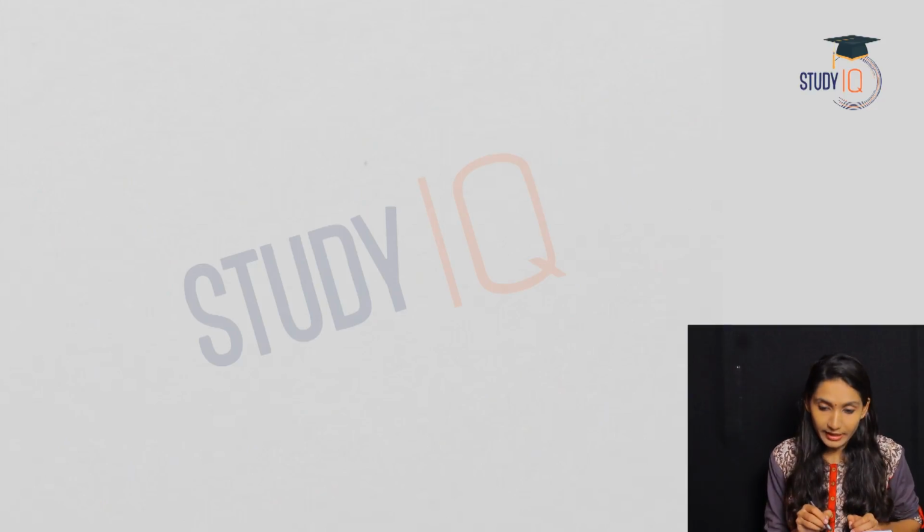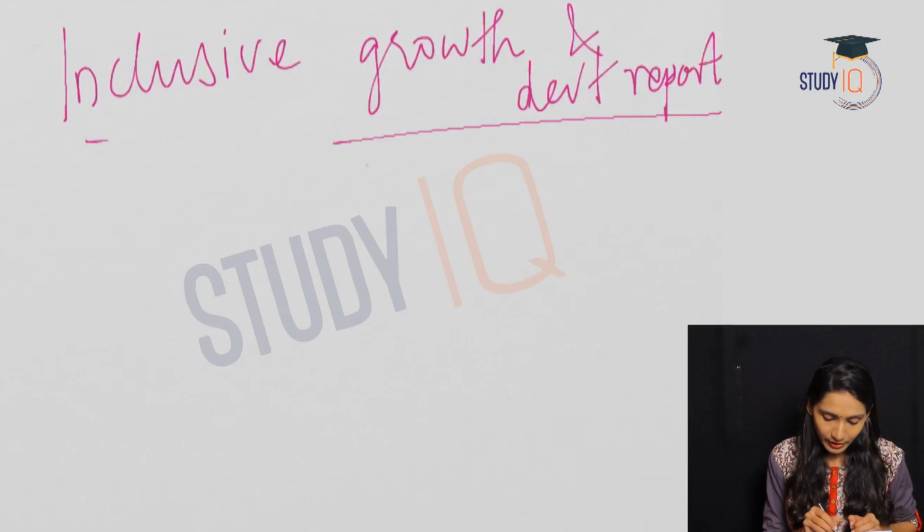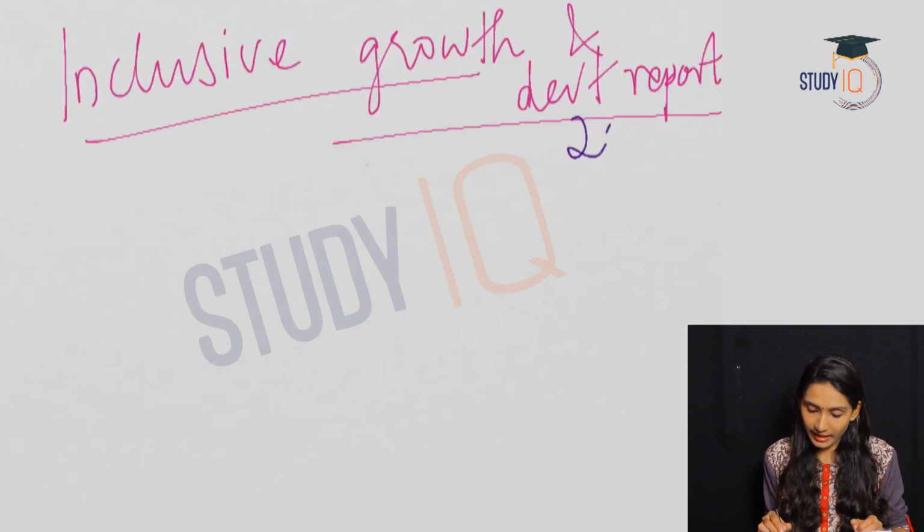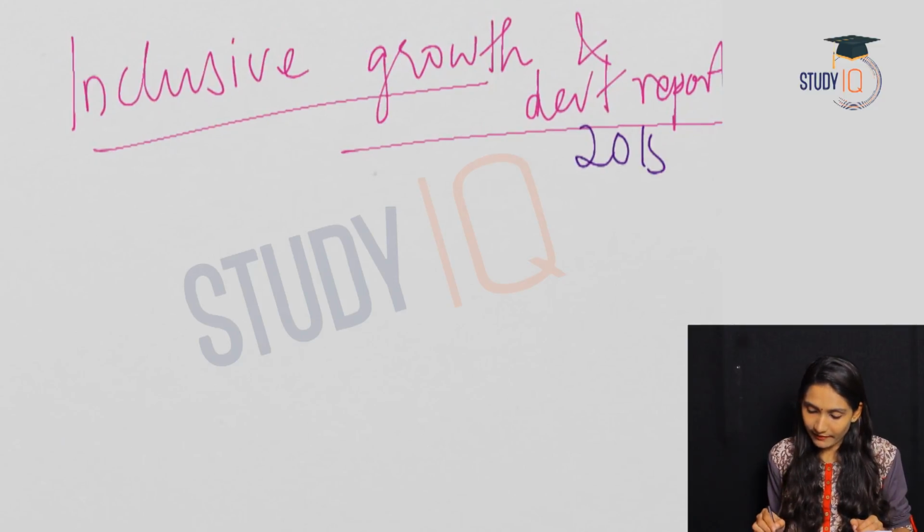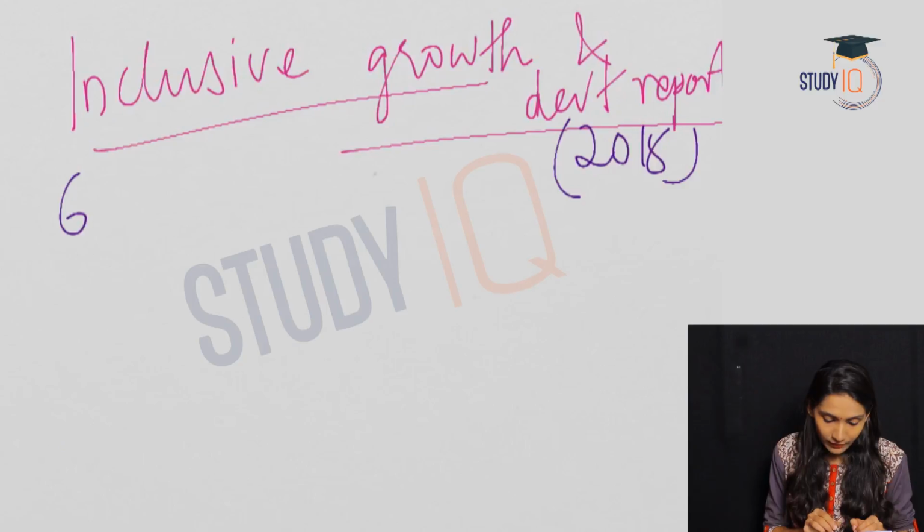The next important report of the World Economic Forum is the Inclusive Growth and Development Report. According to the 2018 Inclusive Growth and Development Report, India has a rank of 62 out of 103 economies.